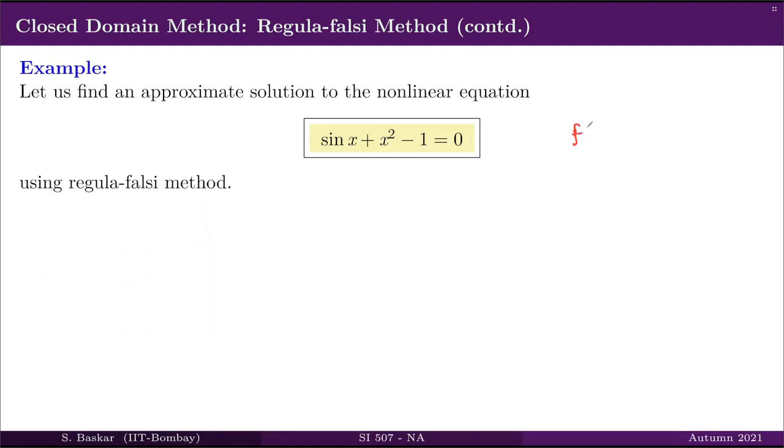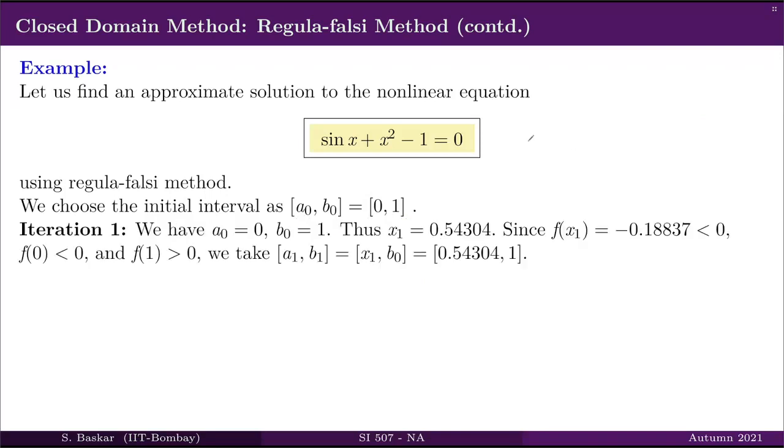Let us take f of x is equal to sin x plus x square minus 1. As a first step, we have to find a closed and bounded interval in which the nonlinear equation has at least one root. As in the bisection method, let us take the initial interval to be 0, 1.